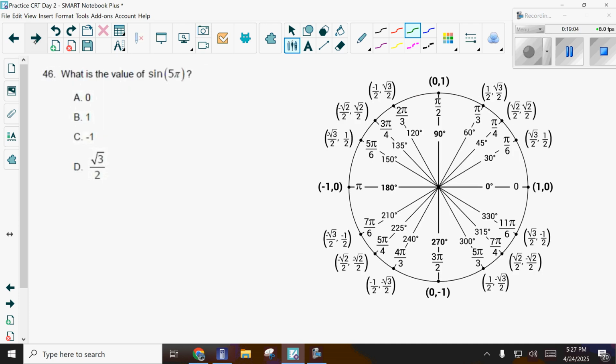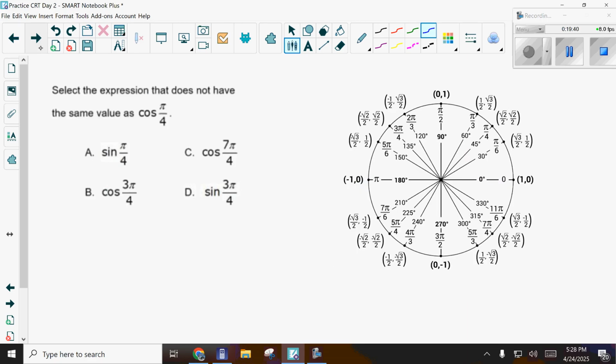Number 46 says, what is the value of sine of 5 pi? Well, the thing about this circle is that it only goes to 2 pi. This is 1 pi. So what I need to do is subtract 2 pi. If I subtract 2 pi, that's going to be 3 pi. Still too big. If I subtract 2 pi again, that's 1 pi. So if I want to find the sine, it is the second number in the parentheses at 1 pi. So that would be 0.